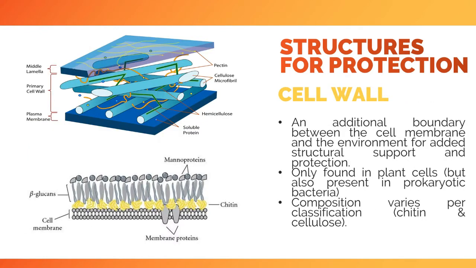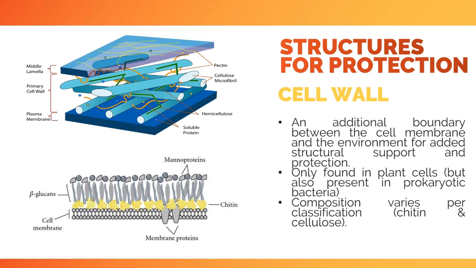Next, we have what we call the cell wall. The cell wall is not found in animal cells, but it is found in fungi, bacteria, and also plants. It is an additional boundary between the cell membrane and the environment for added structural support and protection.